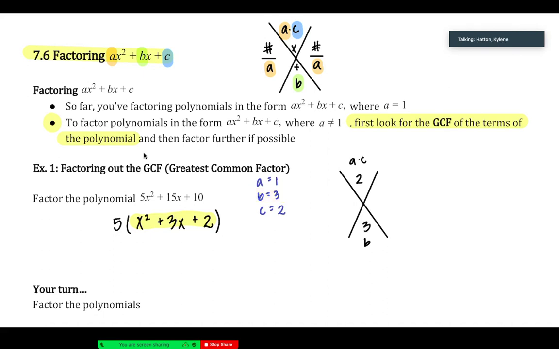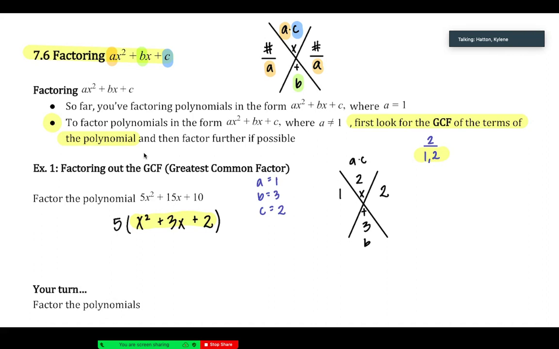And now I'm looking for numbers that multiply to 2, but add up to 3. So factors of 2, that would just be 1 and 2. And 1 and 2 adds up to 3, so we're good. We can pick those numbers. If they didn't, then it just would mean that it's not factorable. But they do, so those are our 2 numbers that we put on the left and right side.